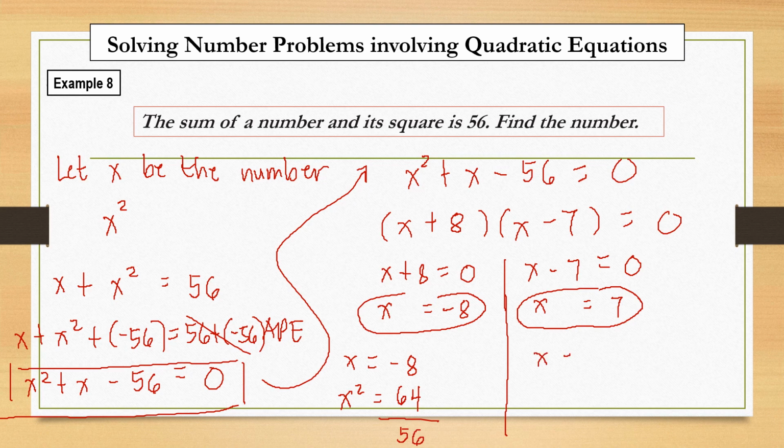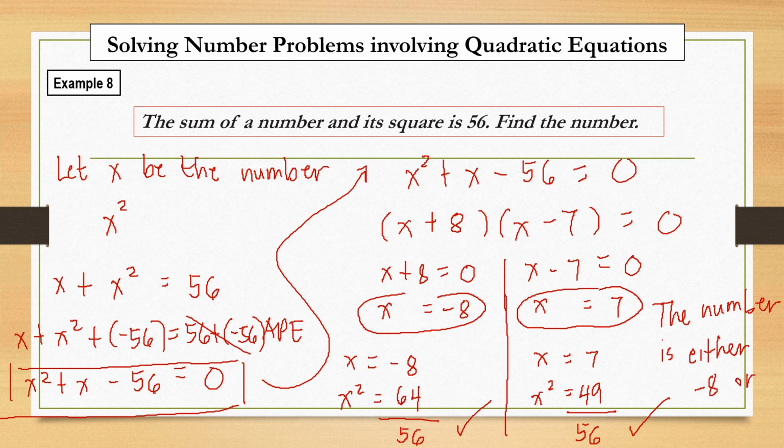Now if x is equal to 7, the square of it is 49. If we add 7 and 49, that will give us also 56. So this is another possible answer. So there are two possible answers. The number is either negative 8 or positive 7.